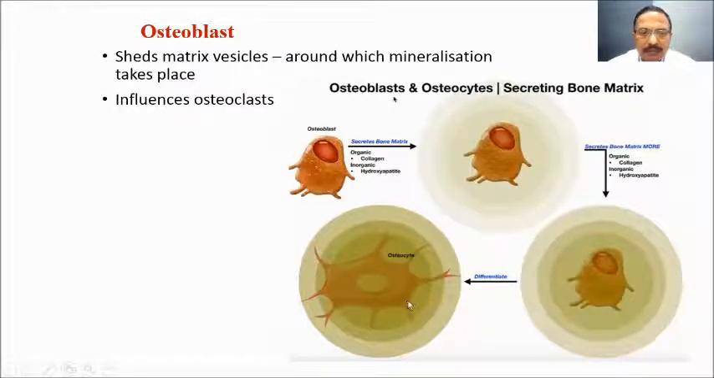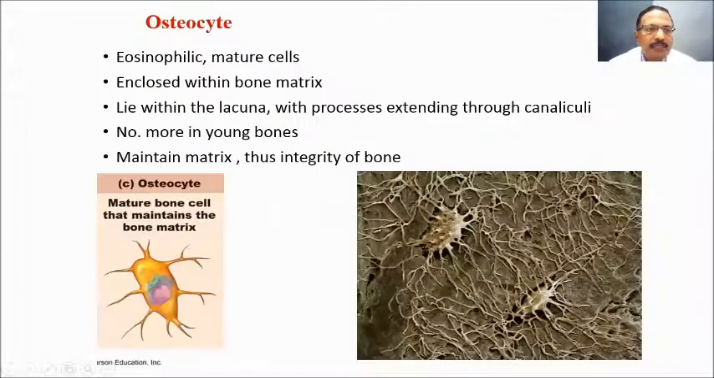These cells are called osteocytes. Osteocytes are eosinophilic mature cells. As we can see here, they have a lot of protoplasmic projections from them, and they are present in a space called lacuna, which is present in the calcified matrix. These osteocytes are interconnected by their protoplasmic processes. They are inactive, but they are maintaining the matrix around them.